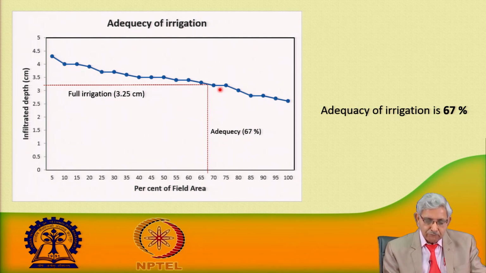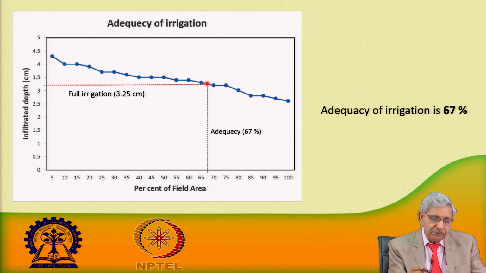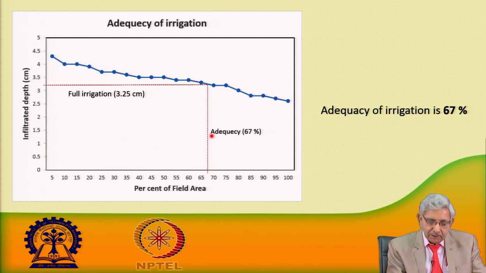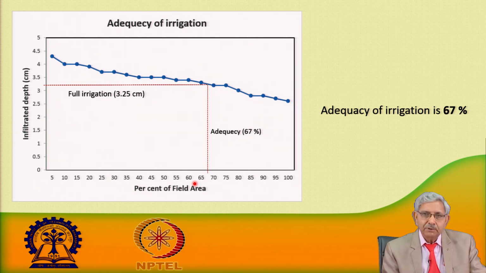On this cumulative frequency curve, we are given the full depth of irrigation which is required. So, when you plot 3.25 as the required depth of irrigation, it crosses the curve at 67% of the field area. So, the adequacy of irrigation is 67%.